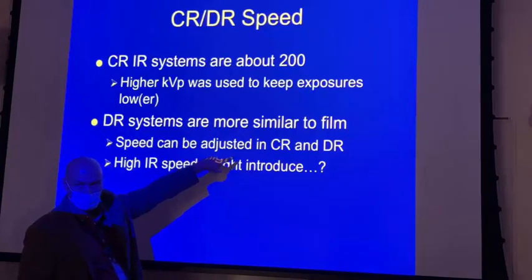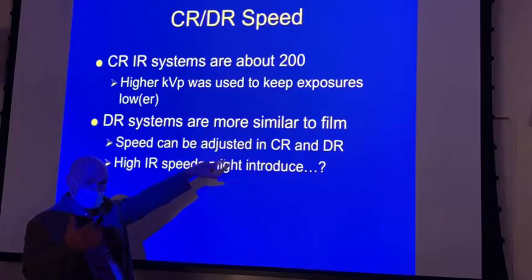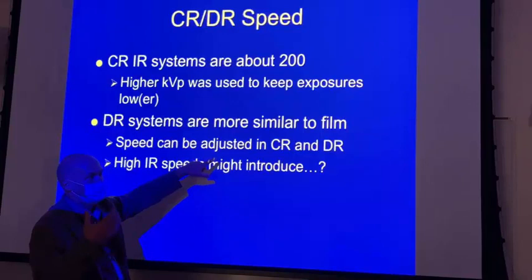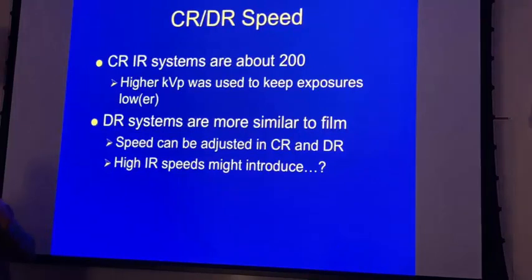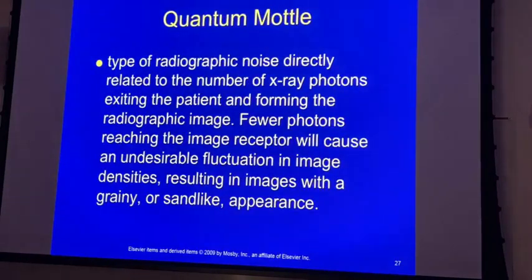By going to DR, unfortunately, the possibility of introducing quantum mottle by reducing our mAs now introduces the chance of quantum mottle with DR systems, because they're high speed, plus we use the higher kVp. So there's your quantum mottle.